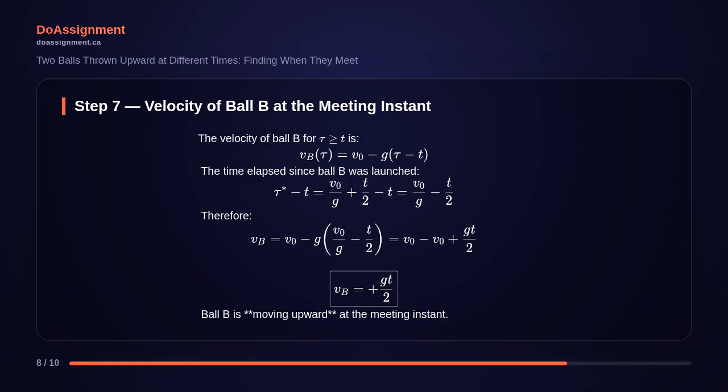Ball B's velocity uses the time since it was launched, which is tau star minus t equal to v-naught over g minus t over 2. Substituting, the v-naught terms again cancel, and we get positive gt over 2. Ball B is still heading upward when the two balls meet.